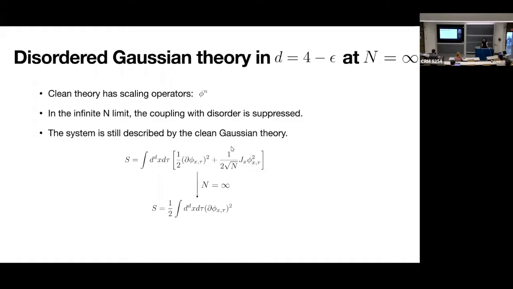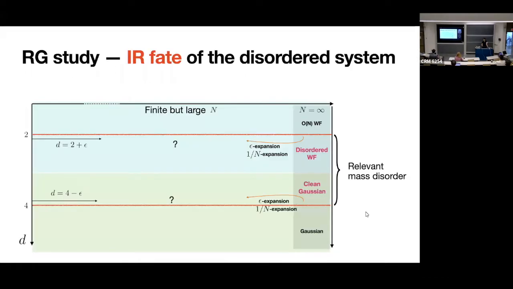So the large n limit will suppress the disorder effect. The system goes back to the free theory. So even though the disorder is relevant, our system is clean, it goes back to the clean case, because of the large n effect.